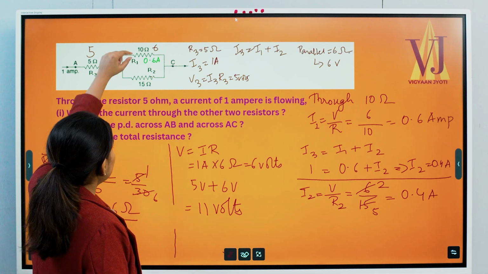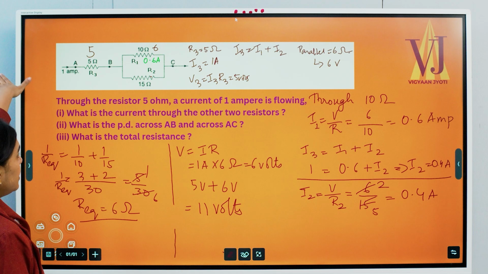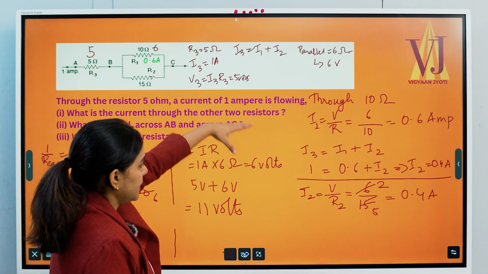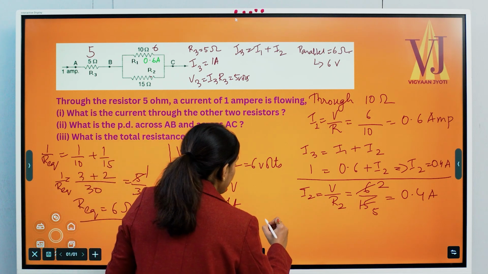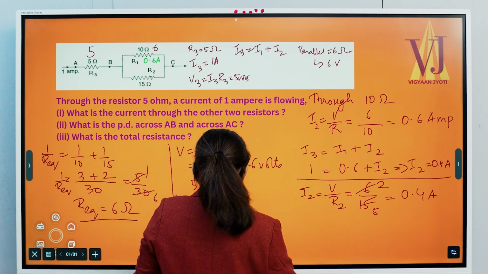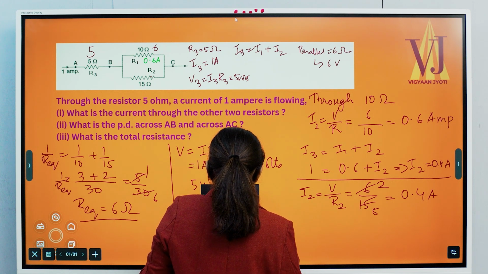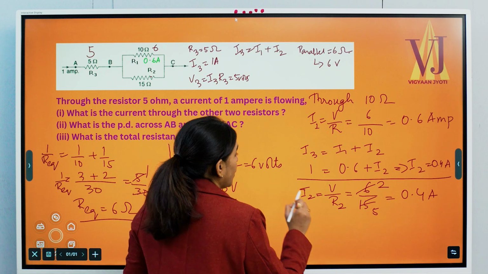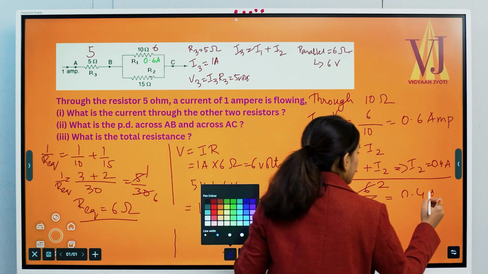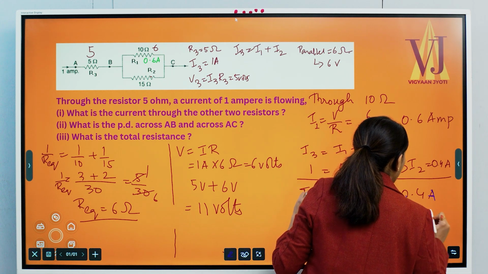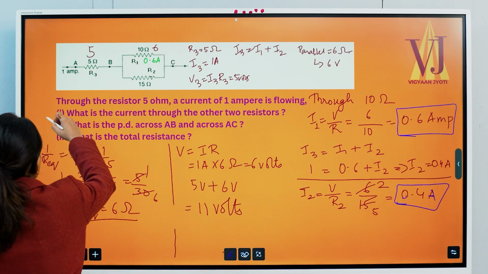So we have found out the specific current through R1 also. First let me see what is the question. What is the current through the other 2 resistors? We know the current that is going through the 5 ohm, so I2 is 0.4 ampere, and the other one is 0.6 ampere, fine. So my first question is done.